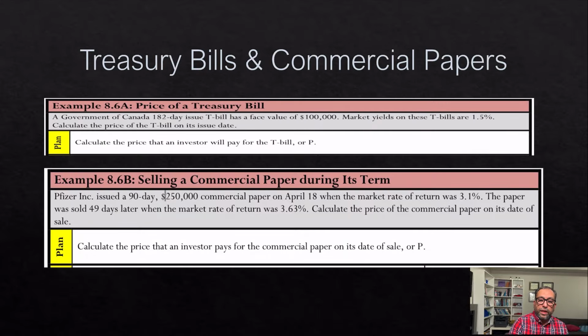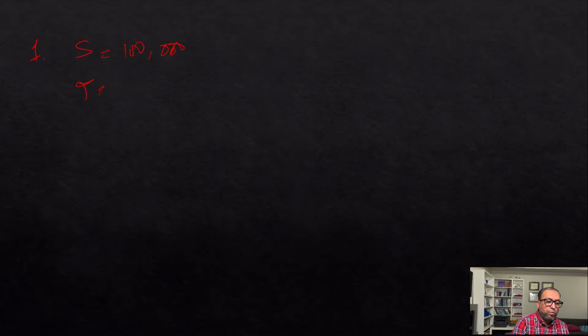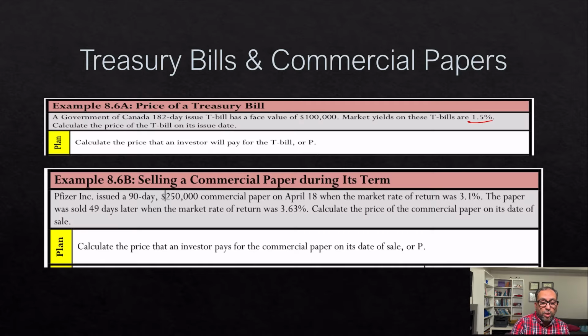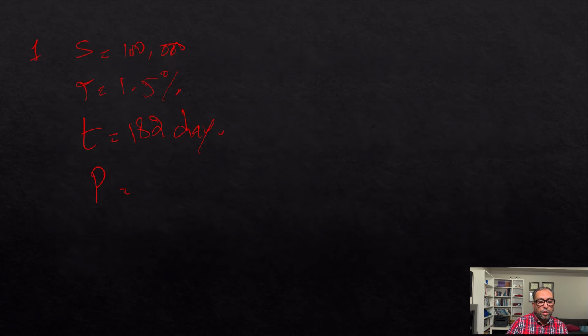Now, what else is given? The interest rate is given, so R is 1.5%. The time period is given as 182 days. So what do we want to calculate? We want to calculate the present value. Right? So you remember the formula? The formula says S is equal to P into 1 plus RT. So P is equal to S over 1 plus RT.